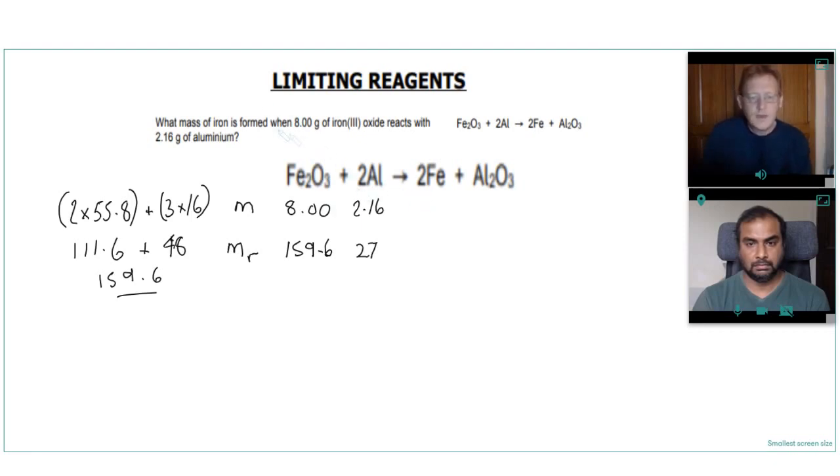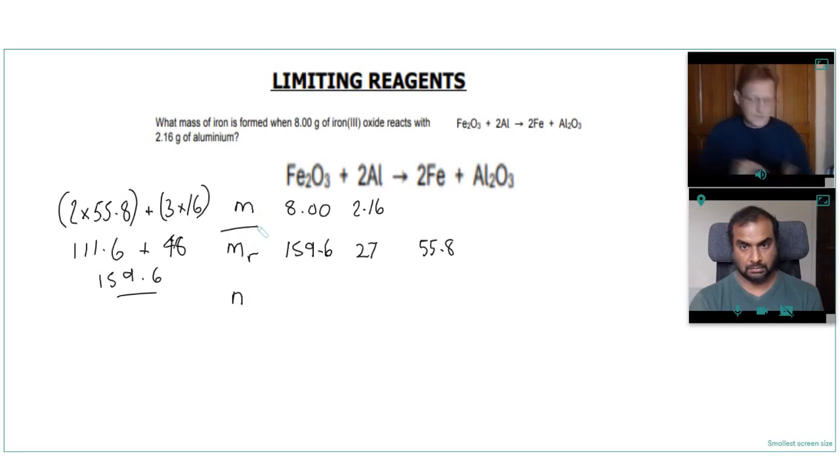And we've been asked for the mass of iron, so we can put the MR of iron in here as well, which is 55.8. So now we can look at the moles. And the way we've written it, moles is mass over MR. So we can just do the division there. So we've got 8 divided by 159.6.